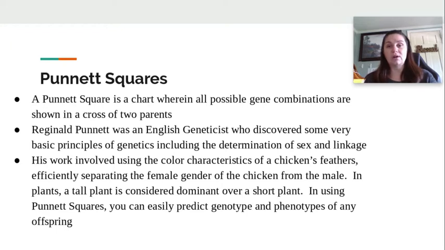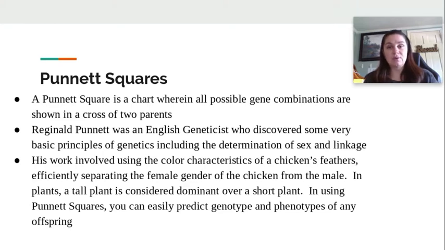Okay, so Punnett squares were developed by an English geneticist named Reginald Punnett, and he had done some genetic work with chickens. He was trying to see if he could predict the color of the offspring of particular chickens, and so he worked with the colors of their feathers. He looked at traits of the mother, traits of the father, and then he crossed different types of chickens in different colors, and that's how he came up with his tool that we use to make the predictions of the offspring.